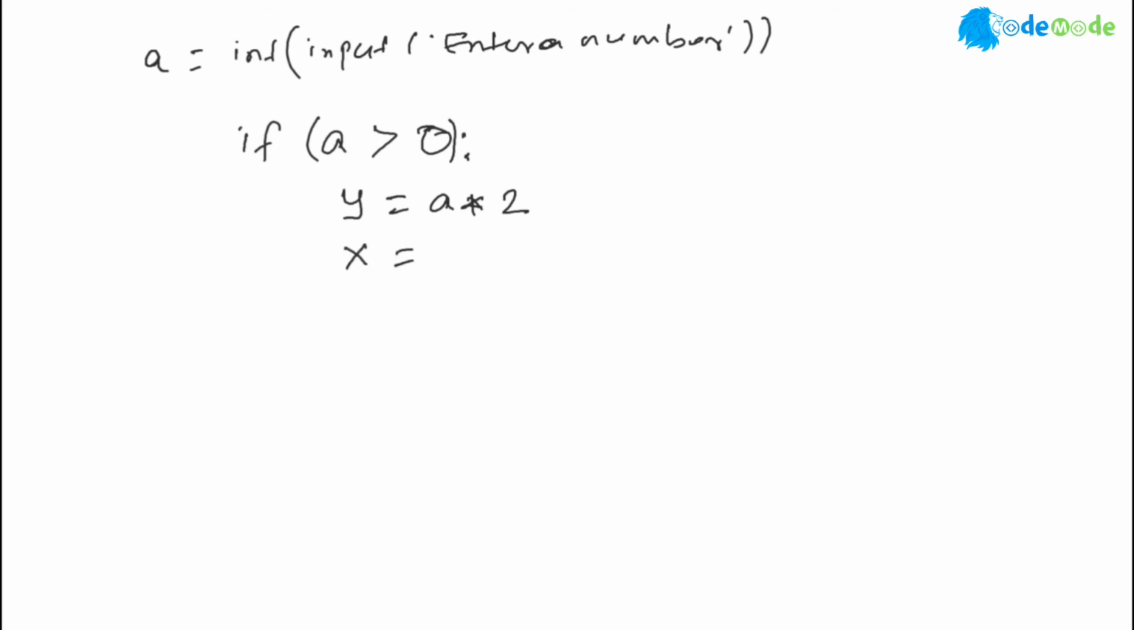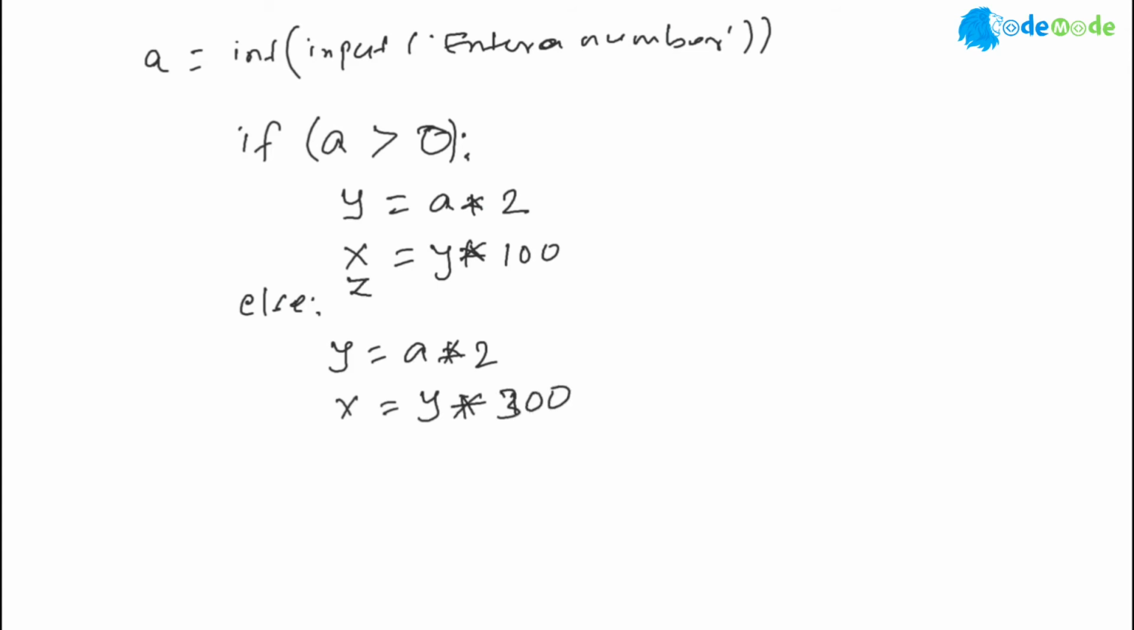x equal to, let's say y multiplied by 100. Else I'll say y equal to A multiplied by 2, x equal to y multiplied by 300.